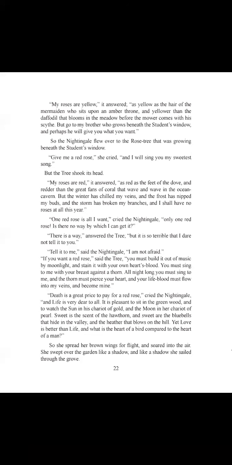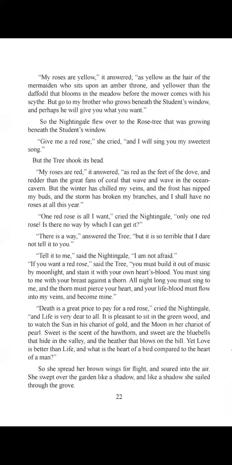"My roses are yellow," it answered, "as yellow as the hair of the mermaiden who sits upon an amber throne." So the reader understands how yellowish it is. Amber means a very clear yellowish substance. We use those things to make jewelry and all. So you understand jewelry is so yellowish, right? That yellow color only, these yellow roses also.